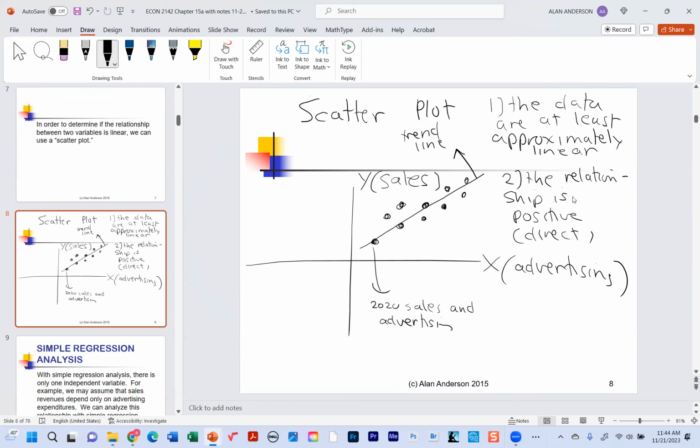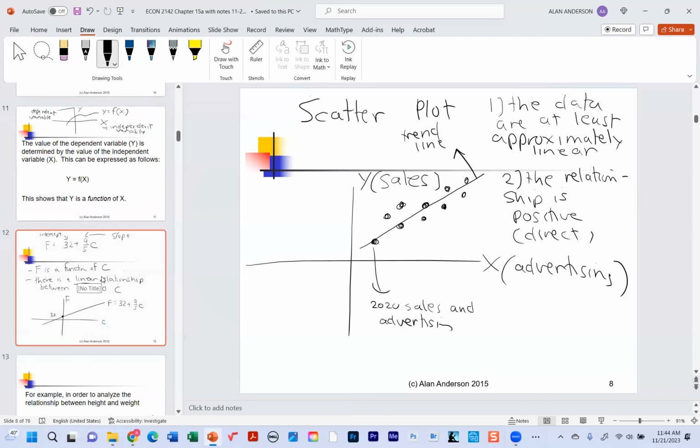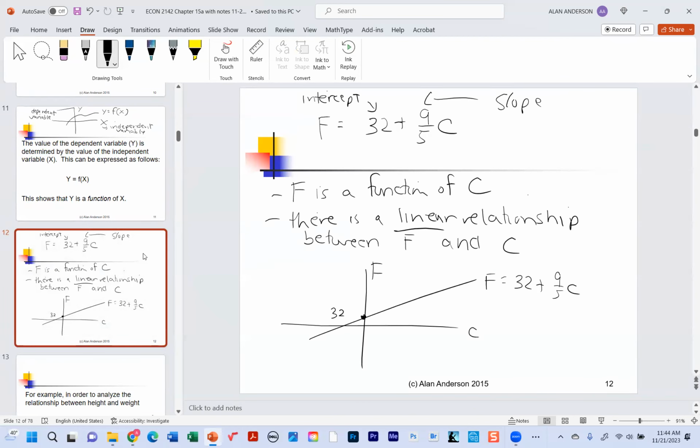Like, for example, somewhere in here, I've got a little graph that shows the relationship between Celsius and Fahrenheit. Now, that's a very different ballgame. This is a very precise mathematical relationship. There's no exceptions. When the Celsius temperature goes up by 1 degree, the Fahrenheit temperature goes up by 9/5 of a degree. So that's why it's a straight line, a perfectly straight line. You don't see points scattered all over the place.